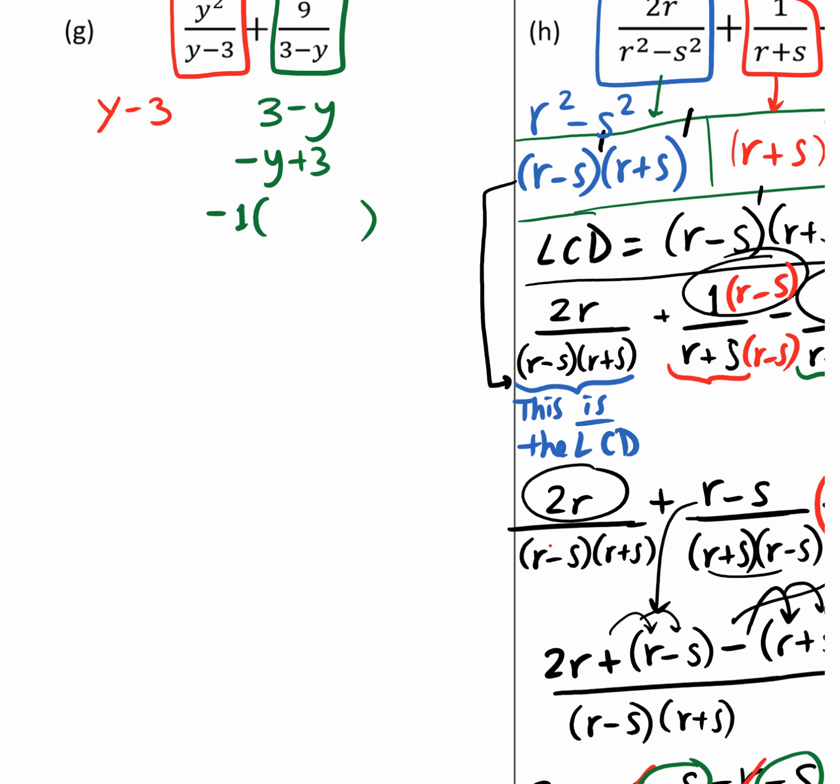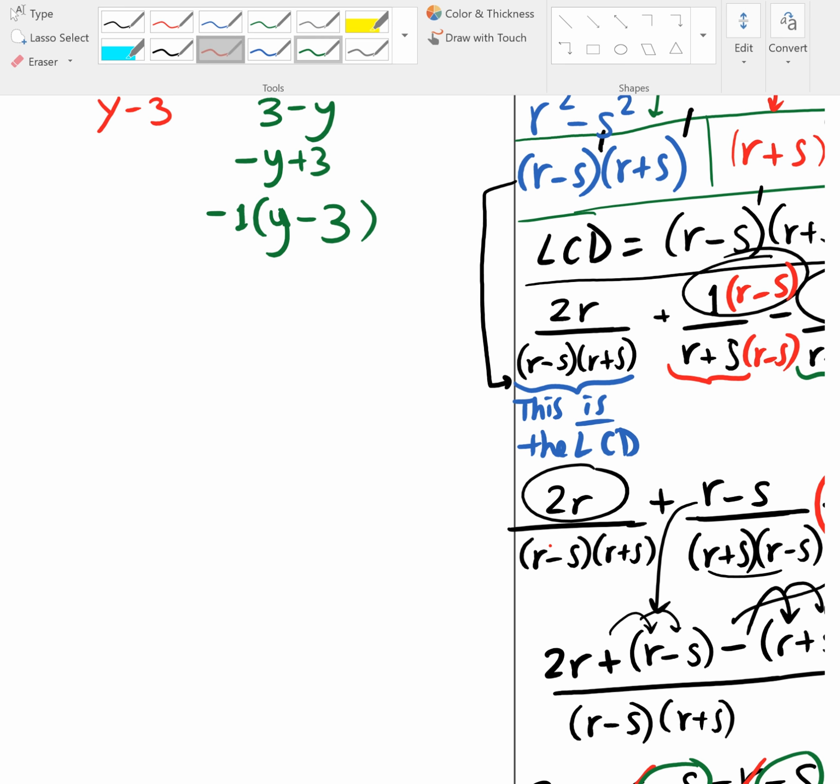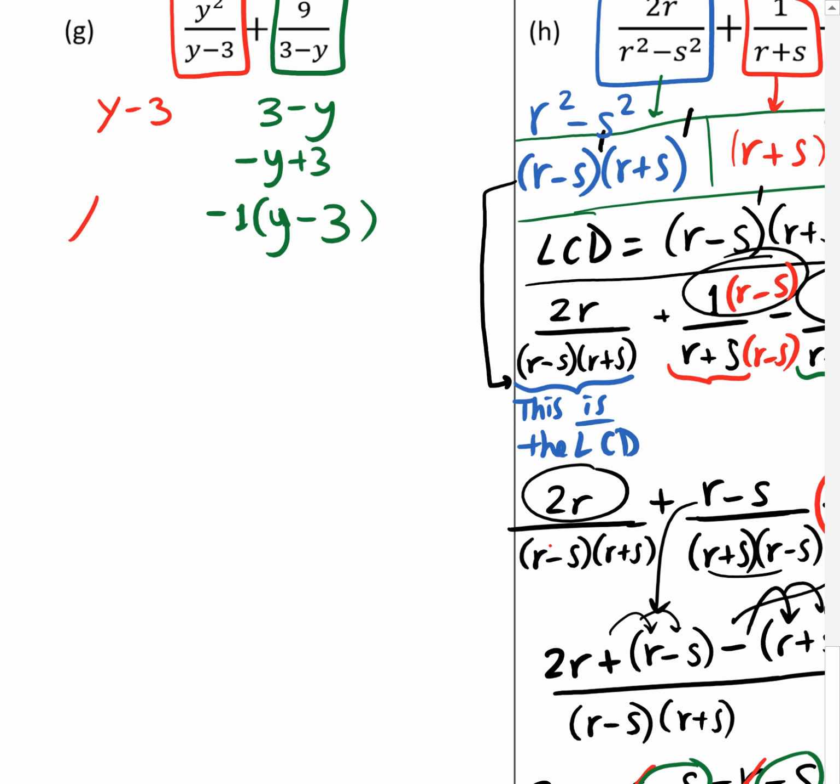Negative 1 times what is negative y? Well, that'd be y. Negative 1 times what is positive 3? It'd have to be a negative 3, because that way negative 1 times negative 3 is positive 3. And it's a good thing we did it that way, because now you look at these two denominators, they have a factor in common, y minus 3.